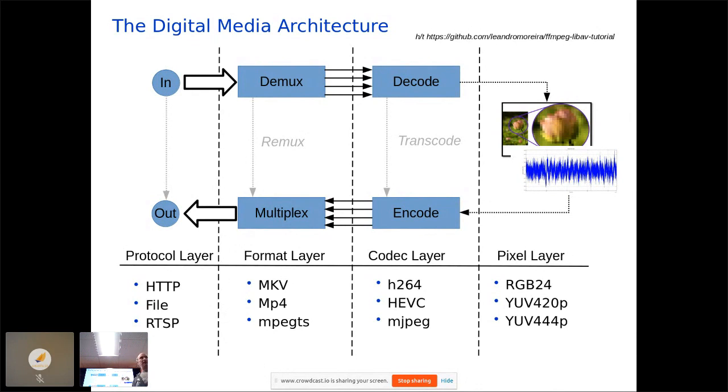How is it encoded? Obviously, it's going to be compressed. It's going to be encoded with some particular algorithm. So you need to be able to decode it in order to get the actual raw pixels out of it. And then if you want to actually create video, you need to be able to re-encode it, or encode it, before you multiplex it, before you put it up to an output file, right?